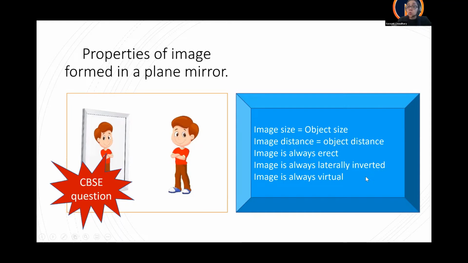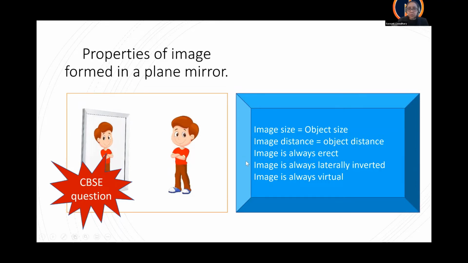The image is always laterally inverted. So what do you mean by laterally inverted? That means whenever you see your left side in your image, it will seem to be the right one. So it is just laterally inverted. And the last important point about the characteristics of this image is that the image is always vertical.